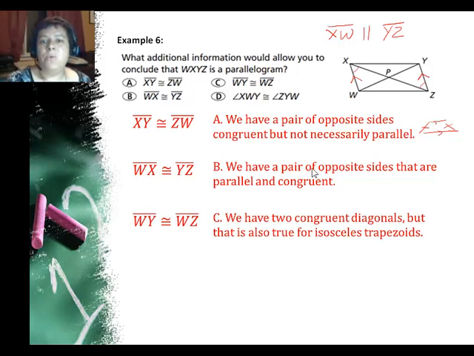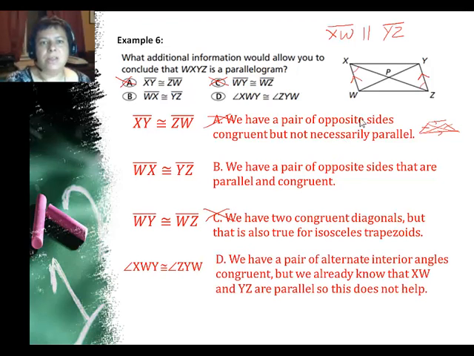For C, we have two congruent diagonals, but guess what? On an isosceles trapezoid, the diagonals are congruent there too. So I would not say it was C, and I would not say it's A, so we can cross those off, right? Then last but not least, they tell us that two angles are congruent, X, W, Y, and Z, Y, W. Well, that would pretty much tell me those lines are parallel. Doesn't give me any extra information, so that's not what I'm looking for. So that tells me that the answer is B. B is our correct answer. And you can see I highlighted it there.